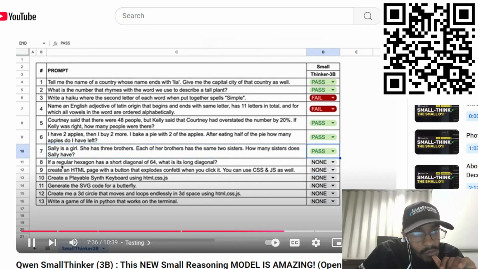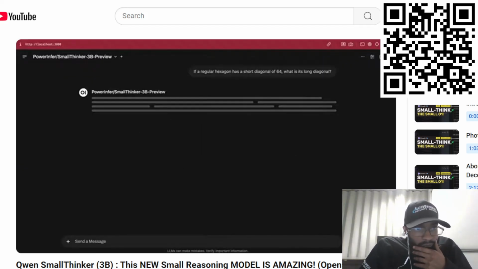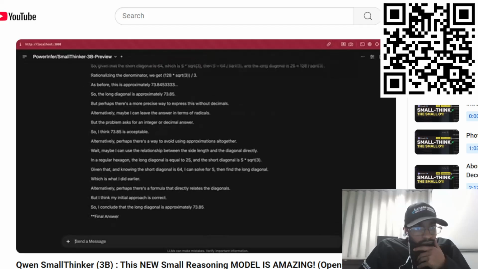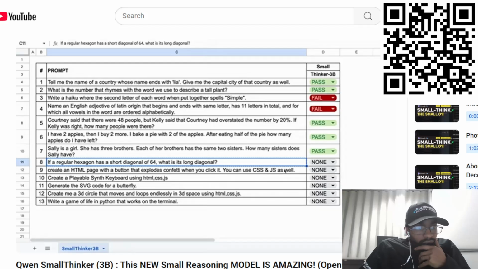The next one is, if a regular hexagon has a short diagonal of 64, what is its long diagonal? The answer should be 73.9. Let's send it and see. Okay, here's the answer, and this is also correct. It's the first time this small size model could pass this, which is pretty great. Let's keep this a pass.